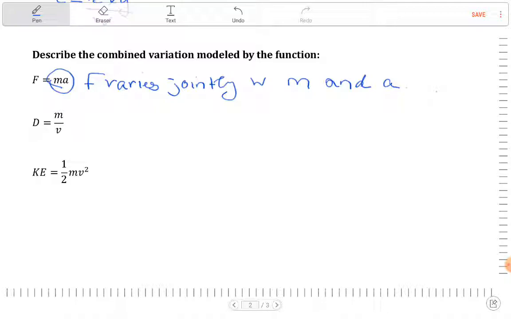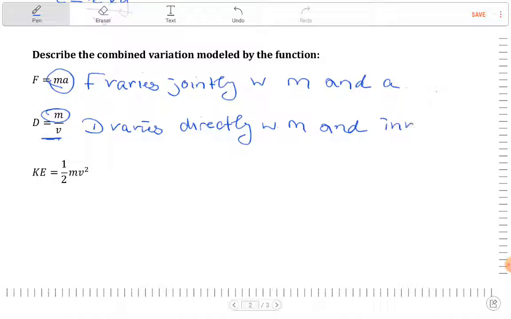The next one, d. Because m is on the top, that tells us that it varies directly with m. And v is on the bottom, so inversely with b.